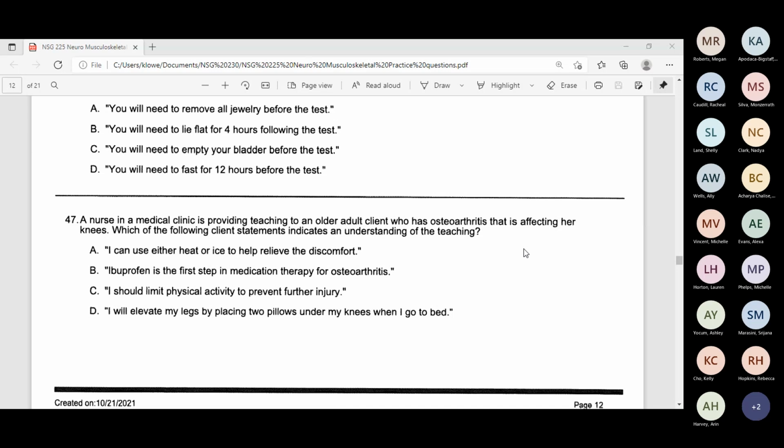Ibuprofen wouldn't be the first step in medication therapy. One of the things we think about with ibuprofen is that they could have risk for bleeding. Acetaminophen is really what they recommend first. It has the least side effects. Limit activity to prevent further injury? We want them to continue to have activity so their joints don't get stiff. Elevating legs by placing 2 pillows under the knees? Putting the pillows under the knees could actually contribute to the development of contractures. So we want them to keep movement, but not keep those pillows under the knees.